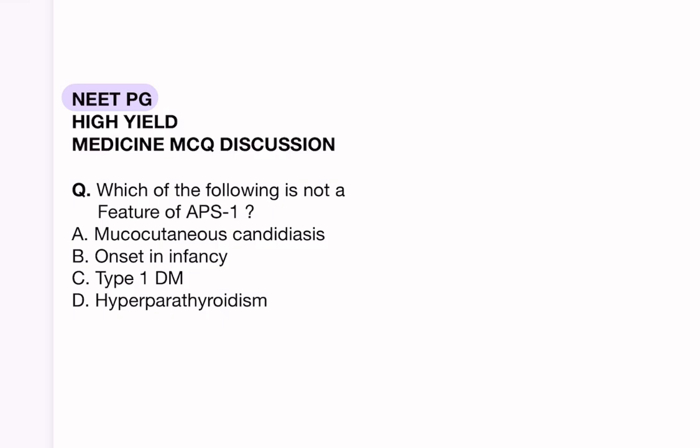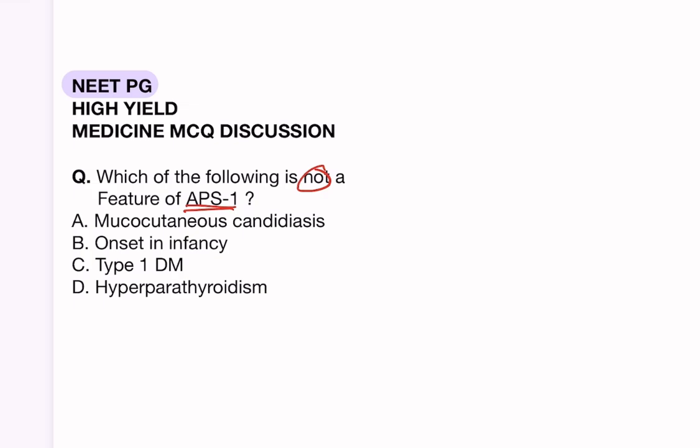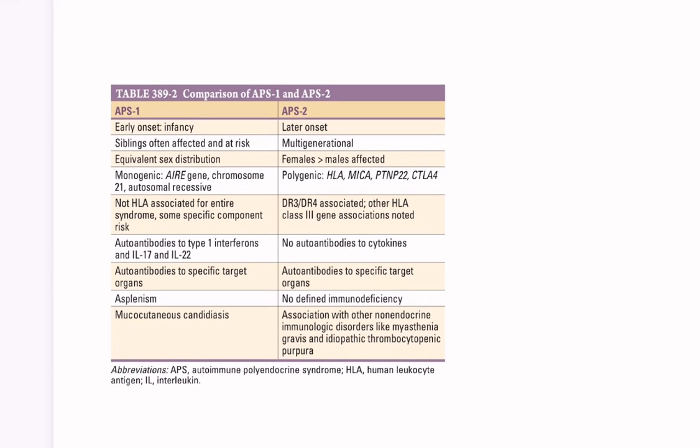Which of the following is not a feature of APS1? The options here are mucocutaneous candidiasis, onset in infancy, type 1 diabetes, and hyperparathyroidism. So to understand this and to answer this question, we need to learn a table. This table beautifully summarizes APS1 and APS2. This is taken from Harrison.